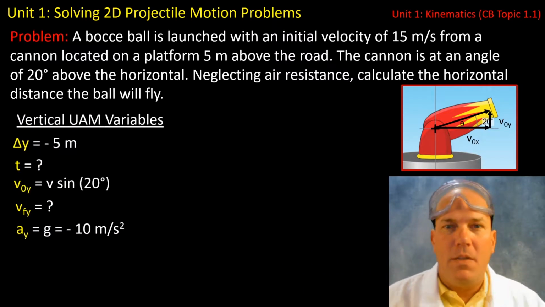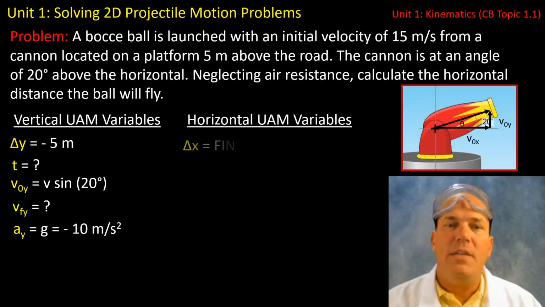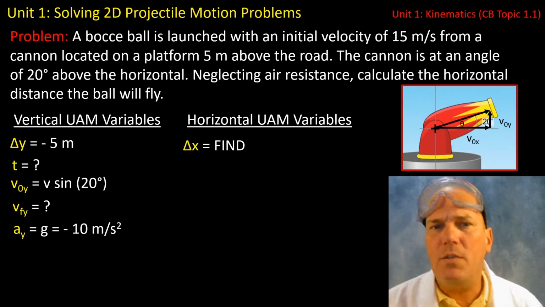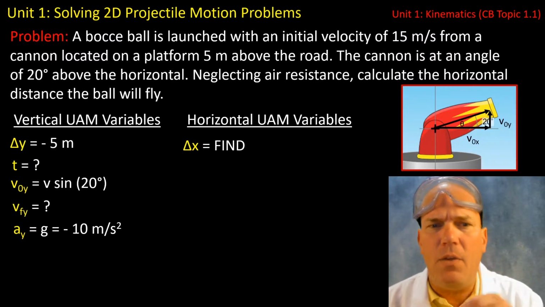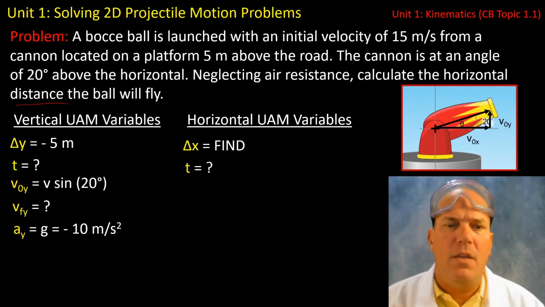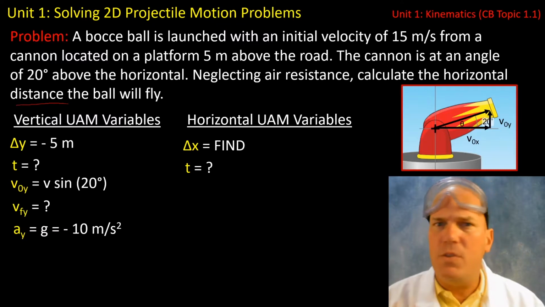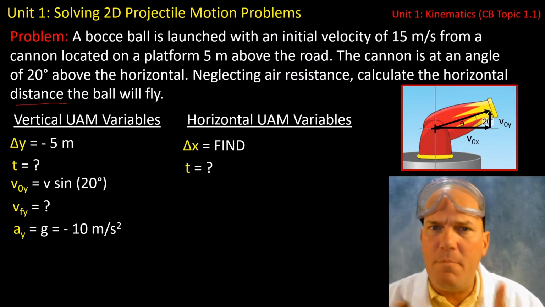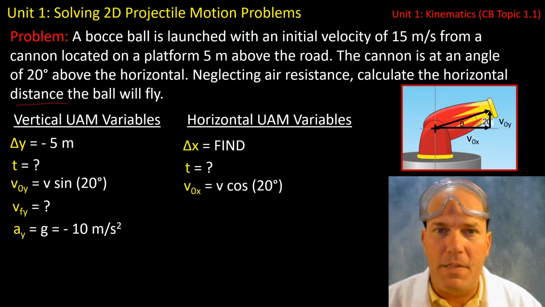Okay, now let's look at what we know in the horizontal or X direction. See how this is different? We must lay these out separately. Our change in horizontal position, well, that's what this problem's asking for. It says calculate the horizontal distance the ball will fly. So that's what we're trying to find. Time. We don't know anything about time. However, from the previous video, we do know that that's a commonality between the vertical and the horizontal components. Whatever time is, it's the same for both. And we also know we must analyze the vertical to find time.